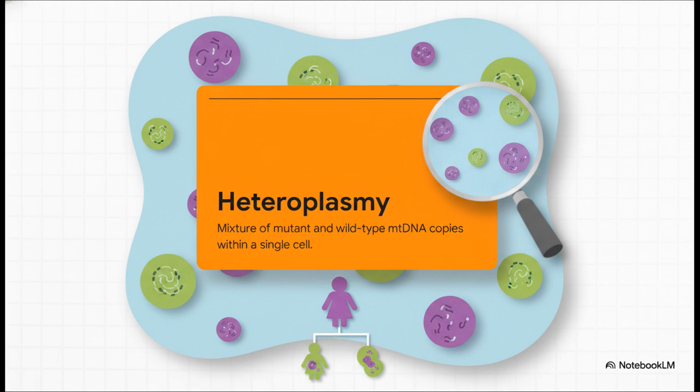And it brings us to heteroplasmy. Think of this as a single cell containing a mixed bag, a mixture of mutant and wild-type mitochondrial DNA. Because mitochondrial DNA is transmitted maternally, an affected mother passes the mutation to her kids. But because of this heteroplasmy, each child inherits a drastically different proportion of mutant versus wild-type DNA. It's pretty wild. The sheer mixture inside a single cell dictates everything.